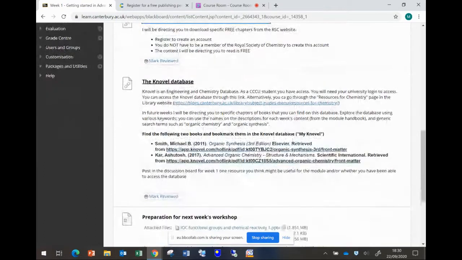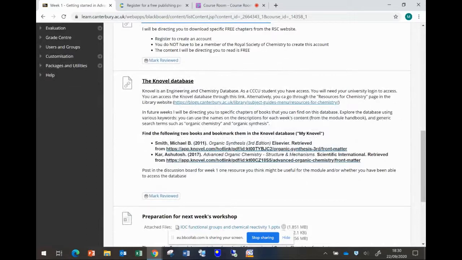I'm also going to ask you to engage with something called a Novel database. It's an engineering and chemistry database, and we, as part of Canterbury Christ Church University, have access. It has a really good range of resources for many science disciplines, but in our case, specifically for chemistry. You will need to access it using your login and password. You might have, depending on whether you are accessing it at home or on campus, or whether you are already logged onto the library page, the library search facility.